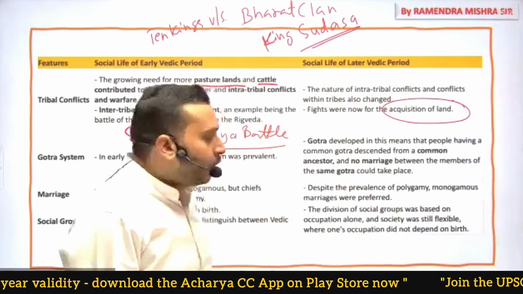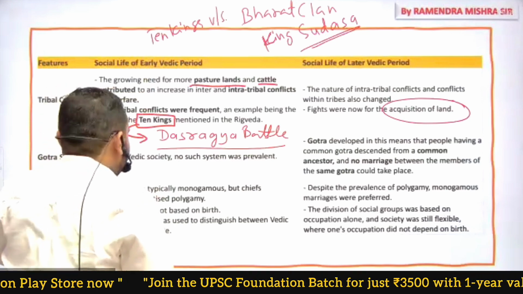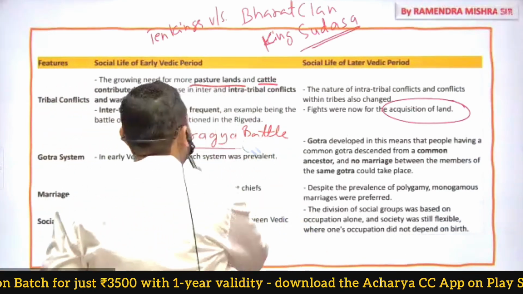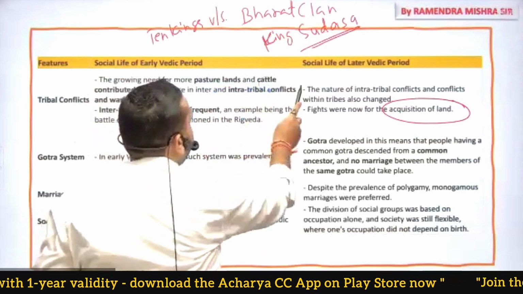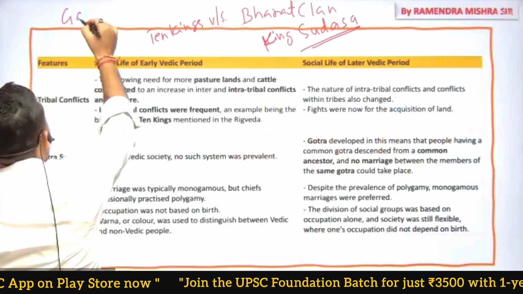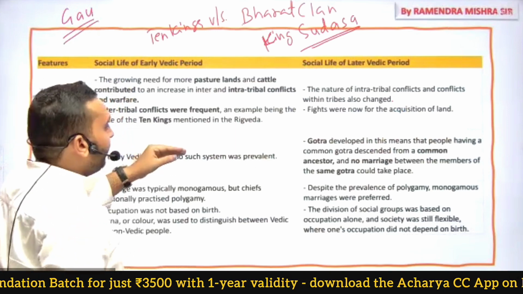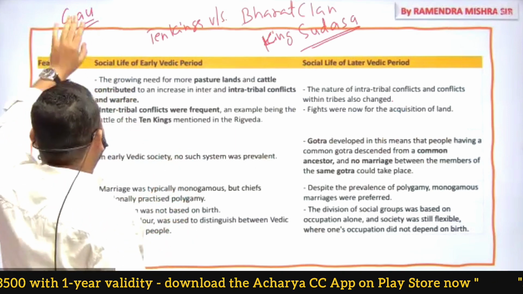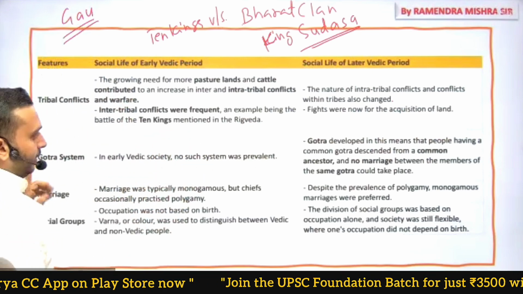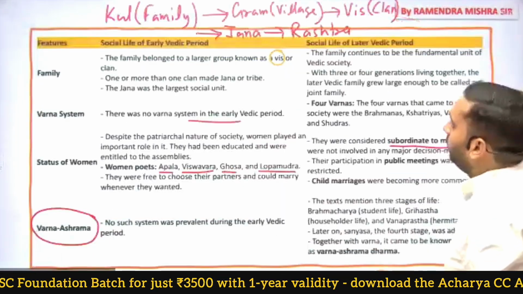Now, as I told you, everything is based on the cow. Cow is named as Go in Sanskrit. So various terms also started from this Go. For example, Gotra.